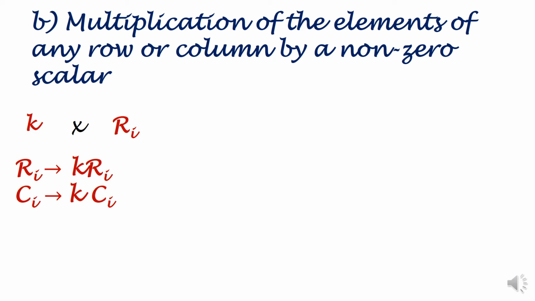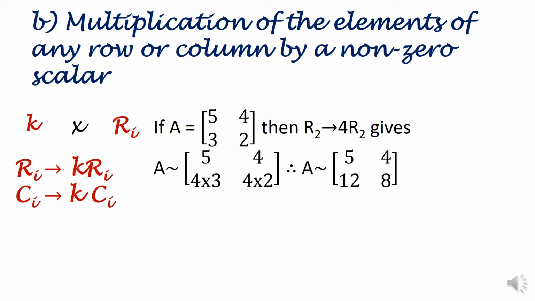Similarly, column Ci, if we multiply it with k, we denote this as kCi and all the elements of that particular column are multiplied with the number k. For example, if A is a matrix containing the rows 5, 4 and 3, 2, then R2 changing to 4R2. What do we do over here? Correct. Observe the second row. We multiply 4 with both the elements of the second row. And thus we get A, which is equivalent to the given matrix here. So note that the second row, which was 3, 2 initially, has been changed into 12, 8 here.